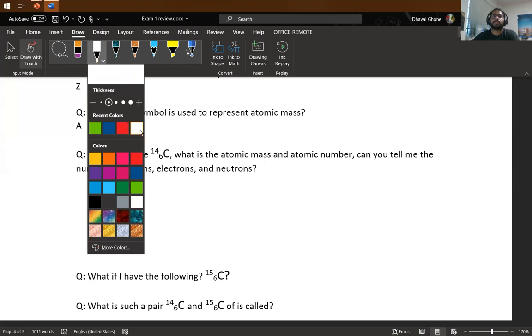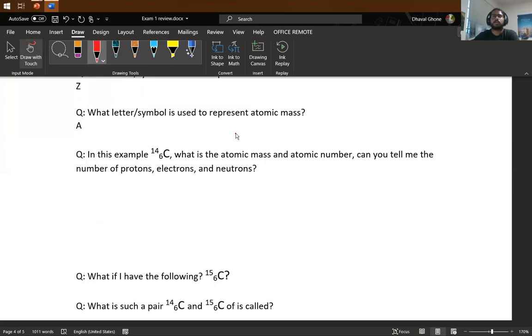Okay, I'm going to start solving the question now. So if you look at this, it is in the form of A, Z, X, where X is the element, in this case carbon, Z is the atomic number, so atomic number is 6, and A is the atomic mass number, so atomic mass is 14. And so we want to find protons, electrons, and neutrons, right? So we said atomic number is equal to number of protons. So number of protons is 6.